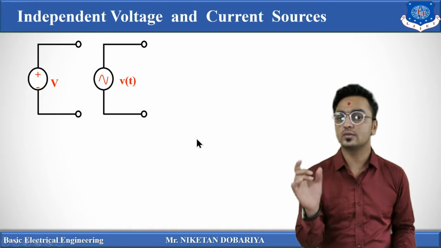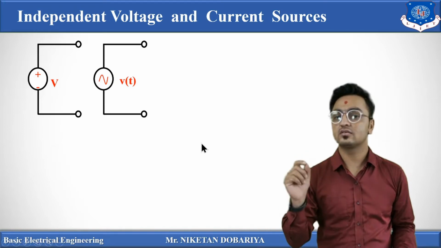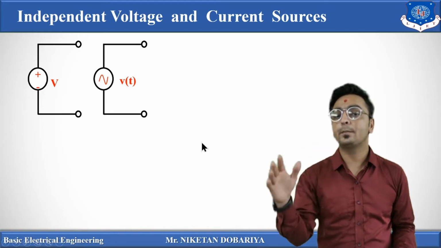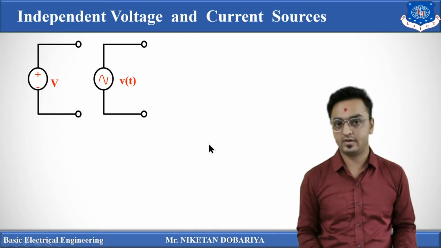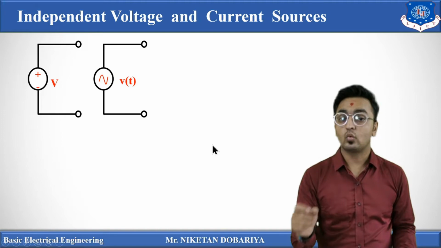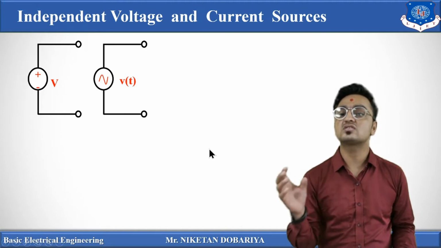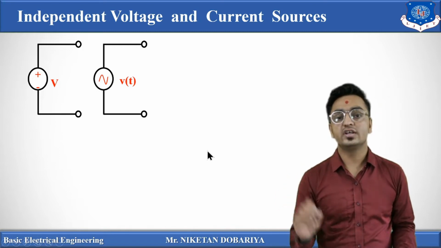So there are two terms: independent and voltage source. Independent means the value of that voltage doesn't depend on any external parameter or any circuit parameter. Second, why is it a voltage source? Because it is providing constant voltage. That's why it is known as a voltage source.